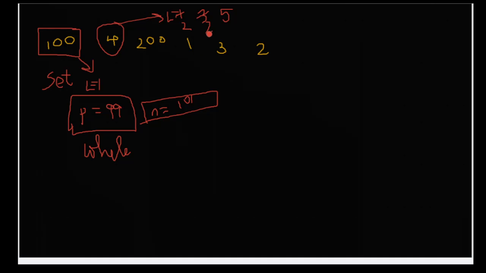Again check, as it's a while loop, it will run until you get a negative value. Is 2 present? Yes. Again increment this and check and decrement this. 1. Is 1 present? Obviously yes. Decrement this to 0 and increment this to 4. Now if you see, is 0 present? No.